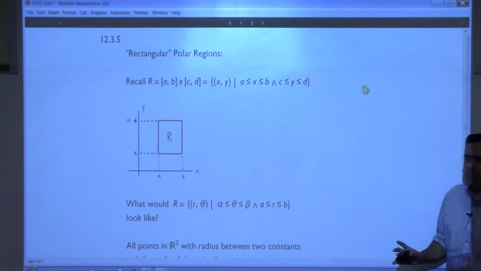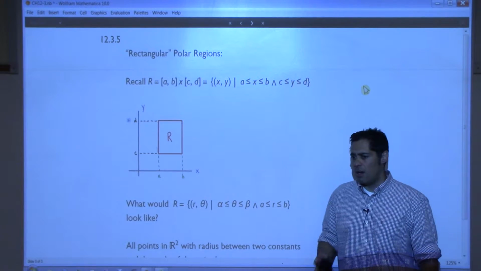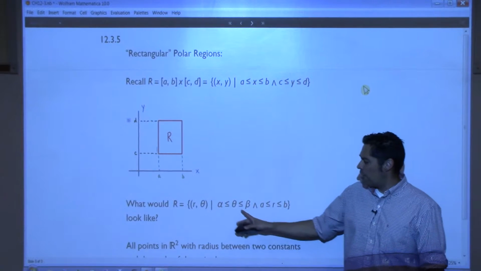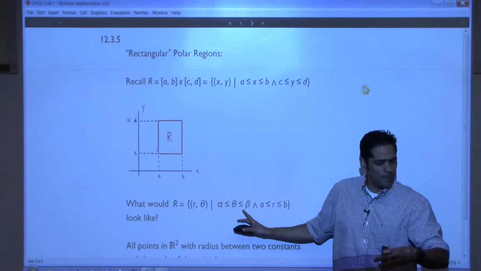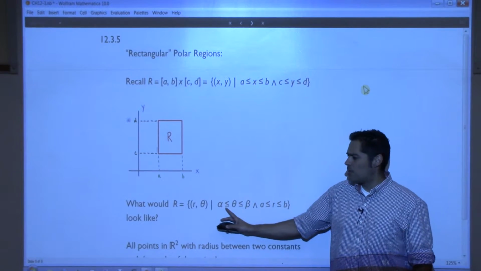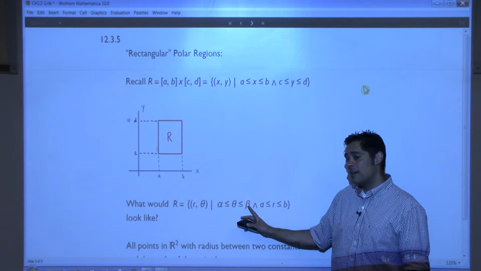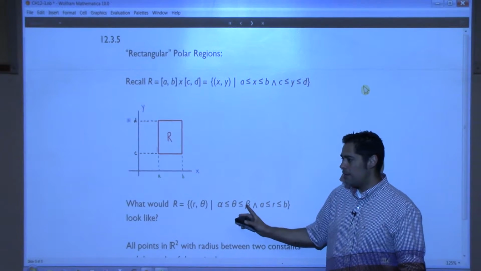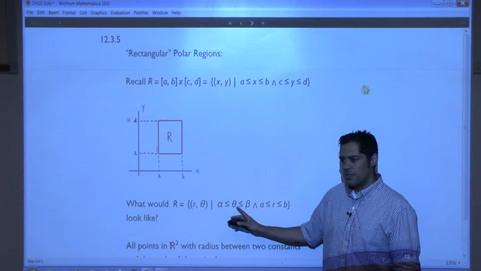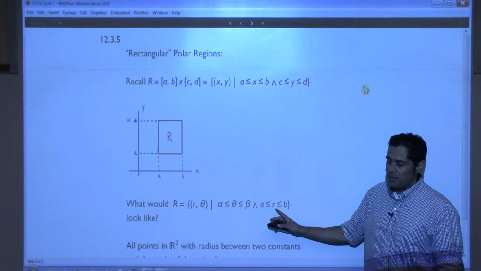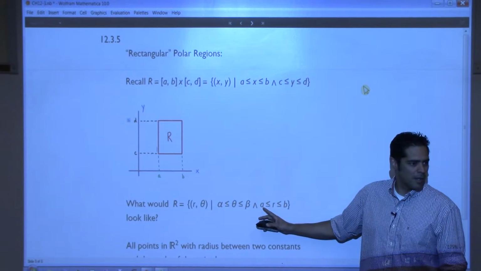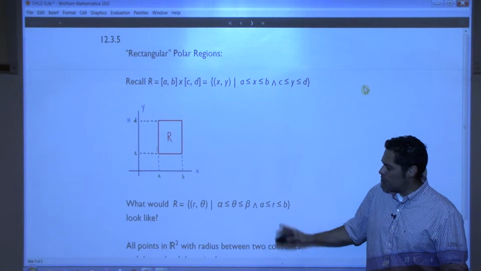So instead of your x and y being stuck between two constants, what if your theta was stuck between two constants? Because, right, polar, you need theta and r. So what if your angle's stuck between two constants? We like to use alpha and beta as our constants, a, b, but in Greek letters, alpha, beta. And then our r is stuck between two constants. We use the regular script a and b. So what would that look like?